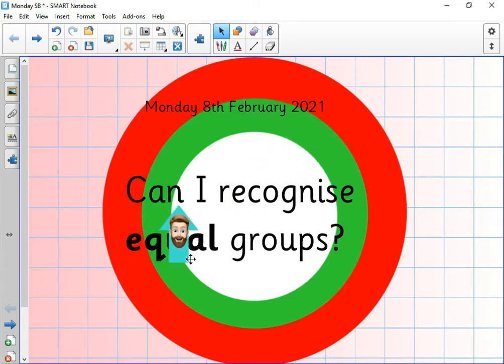My turn. Can I recognise equal groups? Your turn. So by the end of the lesson, you need to know what equal groups are.